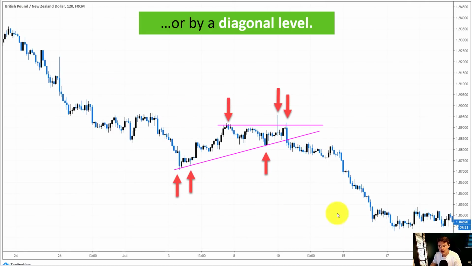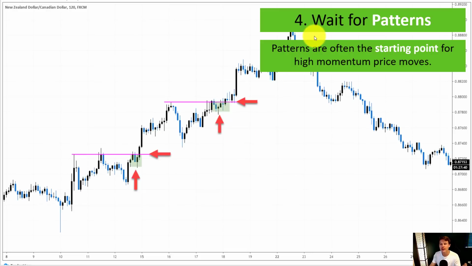Or sometimes you can also use trend lines, diagonal lines, to define a pattern. So in this example, we are looking at a downtrend, and we can define the sideways period with a trend line. So wait for patterns is the tip number 4, because patterns are often the starting point for high momentum moves. And how do you trade those? That's the next question that you probably have now.